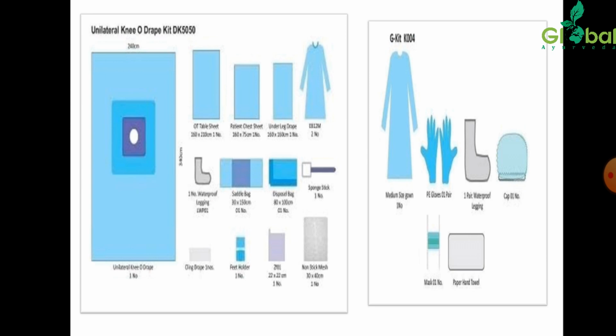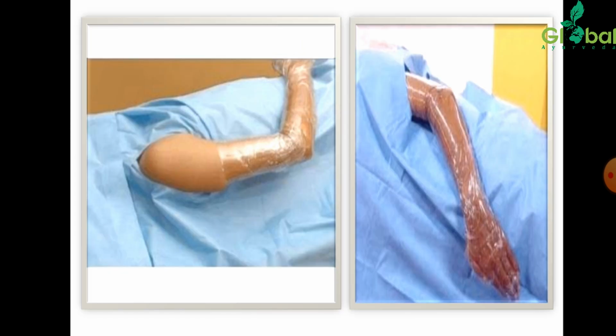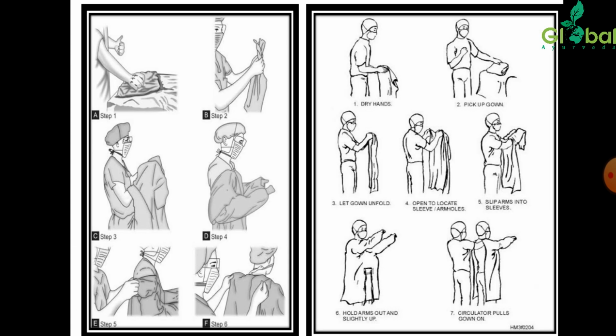Covering of the operative area with plastic material and a whole sterile sheet. This is the picture showing how to wear a gown and how to remove a gown. Both of these things are very important before and after surgery. This is the picture during an HIV patient OT.